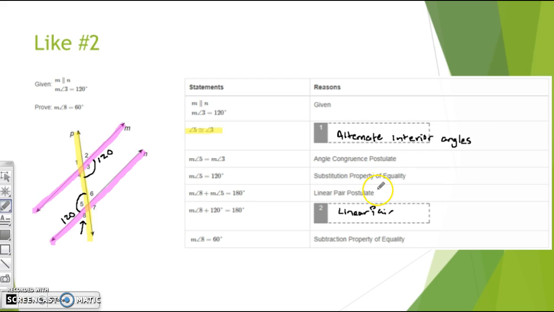All right, it looks like they said linear pair above, so this one they're just substituting in the measure, so this one would actually be substitution. Okay, they are a linear pair, but the reason for this step is substitution. Okay, does that make sense? They say angle 8 plus angle 5 is 180, that's linear pair. Angle 8 plus 120 is substitution because they substituted in the measure of angle 5, which was 120 degrees.